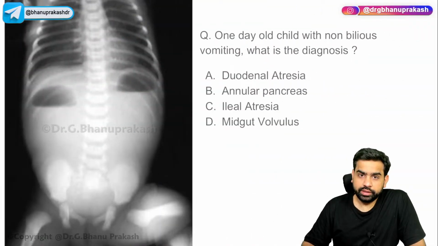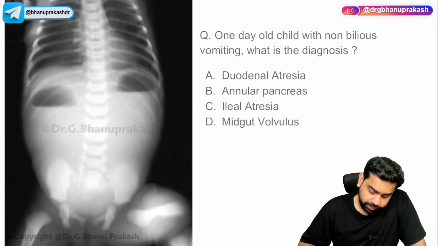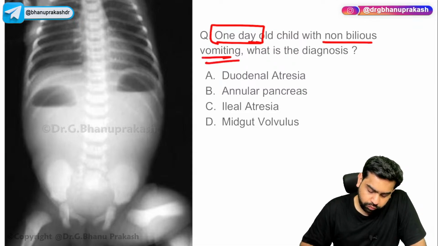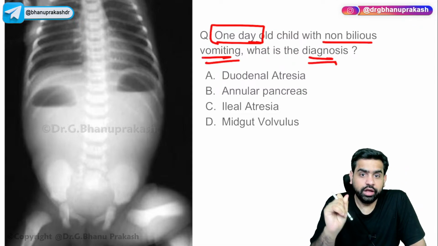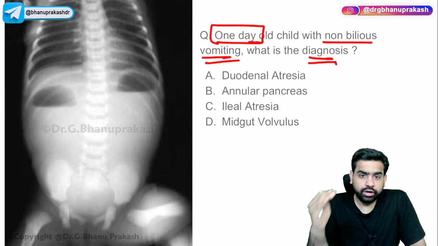Okay, now there is a 1-day-old child. So the patient is 1 day old, with a non-bilious vomiting. What is the diagnosis of this particular patient? A non-bilious vomiting. Okay, please try to understand. Is it a duodenal atresia, annular pancreas, ileal atresia, or midgut volvulus?